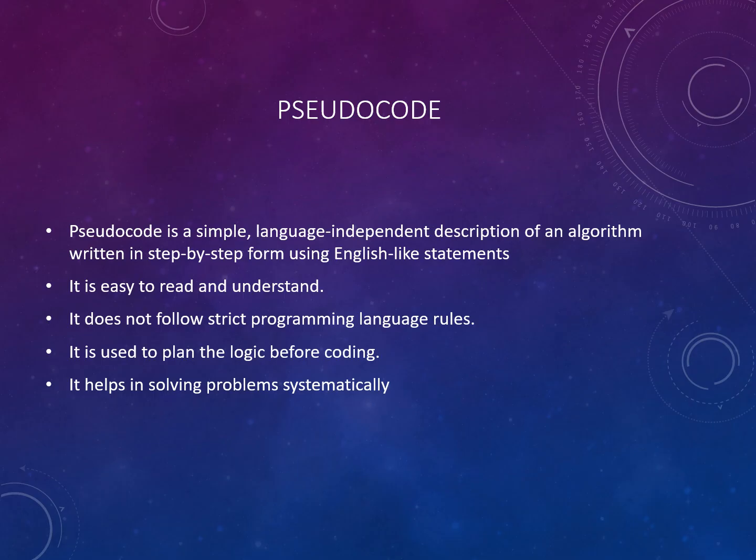No strict programming rules. We don't have to worry about brackets, semicolons, indentation, or programming syntax. This is pseudocode. The exact syntax can be different in Python or other languages. Used to plan the logic. Before coding, we can first decide what the input is, what processing should be done, and what the output should be. It helps solve problems systematically. It makes us follow the solution step by step instead of directly jumping into the code.